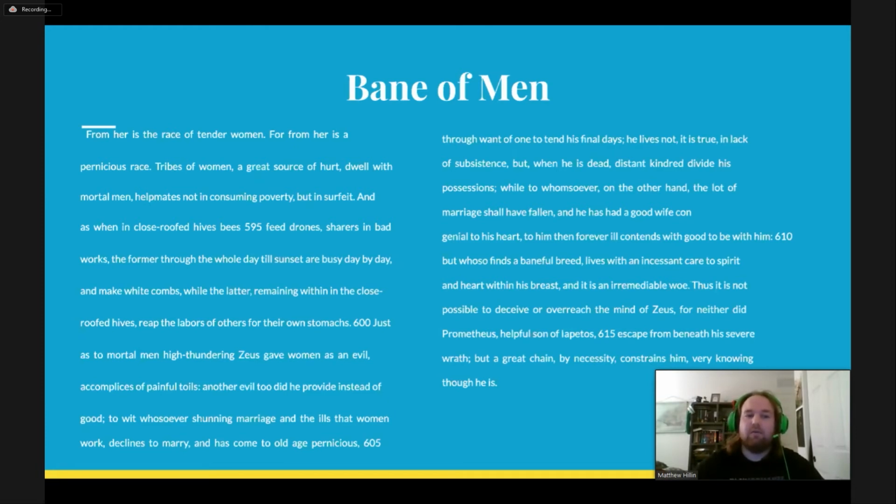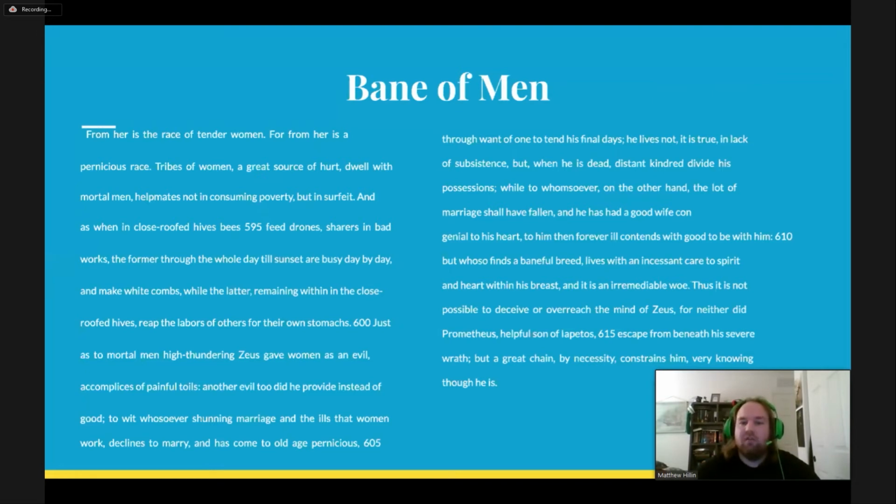And, as when in close-roofed hive bees feed drones, shares in bad works, the former through the whole day till sunset are busy day by day, and make white combs, while the latter, remaining within the close-roofed hives, reap the labors of others for their own stomachs. Just as to mortal men, high thundering Zeus gave women as an evil, accomplices of painful toils. Another evil too did he provide instead of good. To wit, whosoever, shunning marriage and the ills that women work, declines to marry, has come to old age perniciousness.